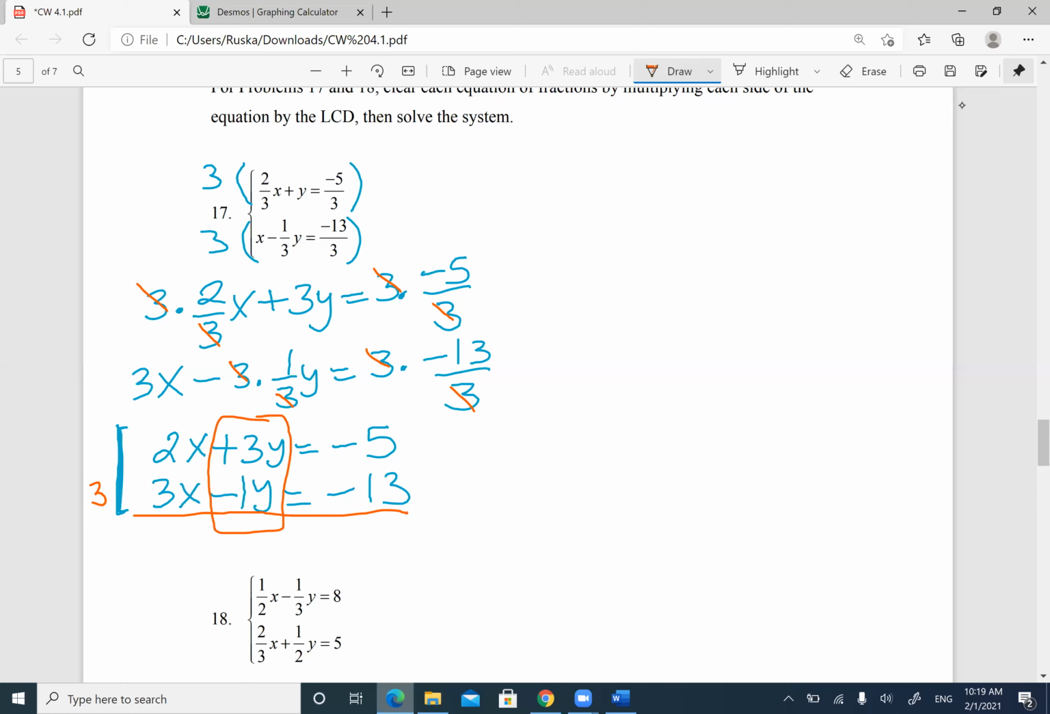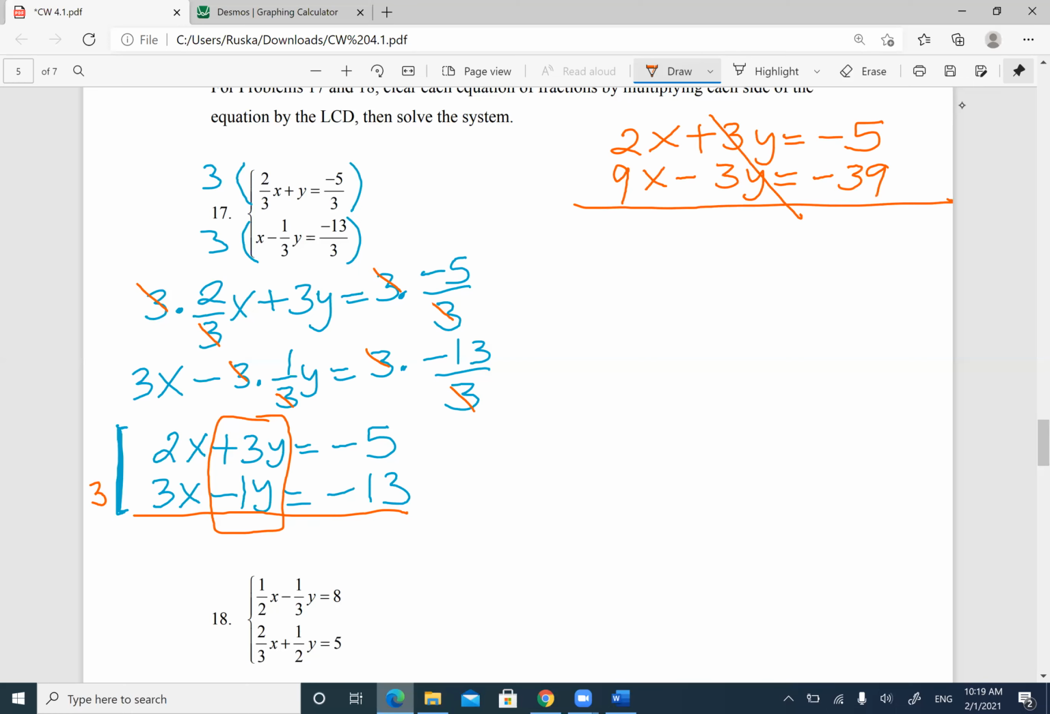See, 3 times negative 1 is negative 3, which cancels with the 3 on top. I'm going to match the y. So I'm going to continue here. I have copied the first one, and I'm multiplying everything by 3. So it's going to be 9x minus 3y equals negative 39. And when I add those two equations, I'm going to get 11x equals negative 44. Divide by 11. It's going to give me x equals negative 4.